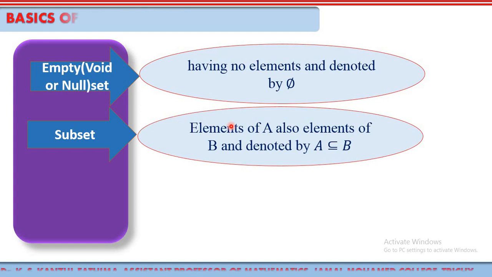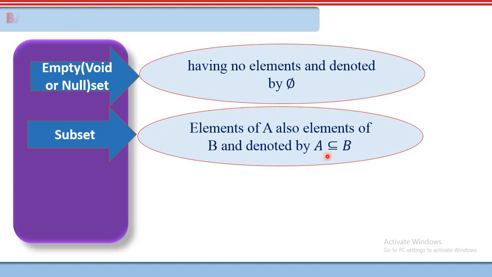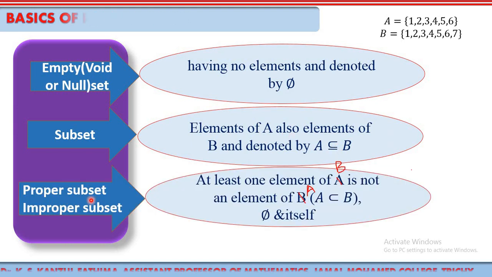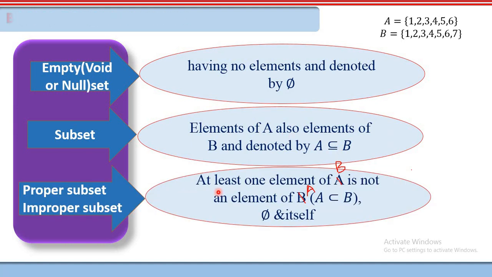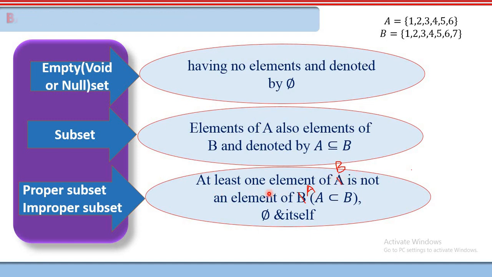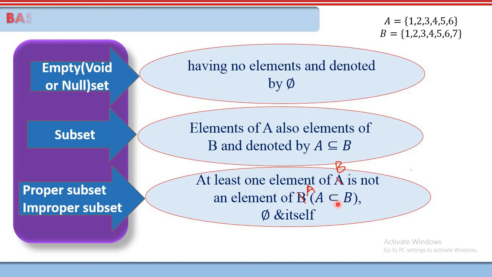Consider the sets A and B. If the elements of A are also the elements of B, then A is said to be a subset of B. It is denoted by this symbol. Next one is proper subset. Proper subset means if at least one element of B is not in A, then A is a proper subset of B. It is denoted by this symbol.